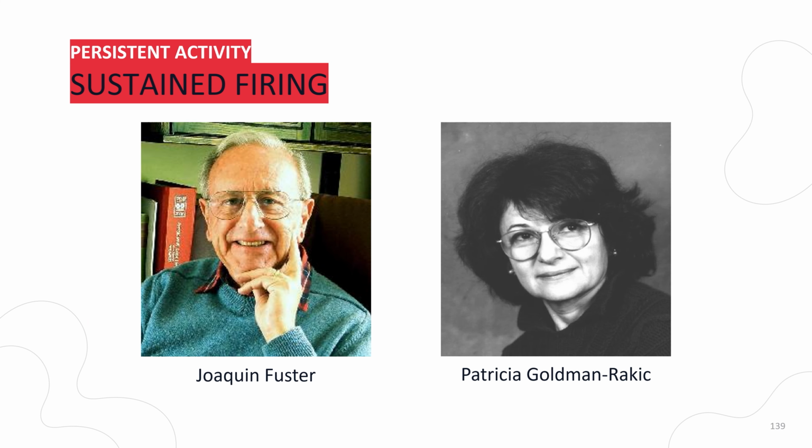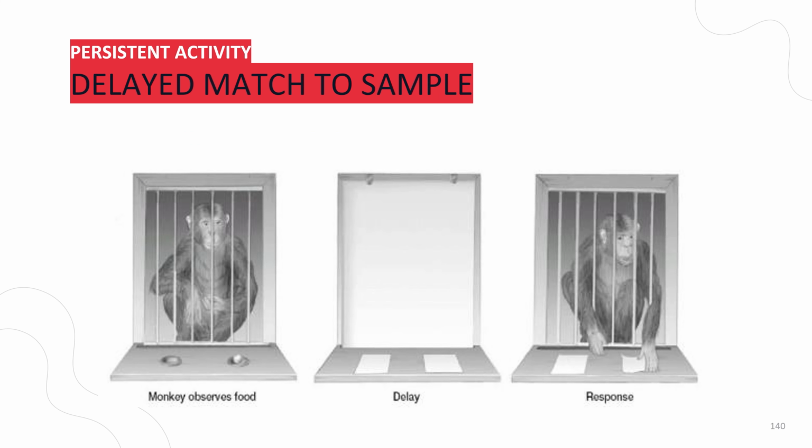Along with Joaquin Fuster, she pioneered the use of single-unit recording of PFC neurons during temporary storage tasks. These tasks have been called delayed match-to-sample tasks. In the task, a monkey watched an experimenter place food under one of two identical objects. A shutter then lowered for a delay period so that the objects were not visible. After the delay, the shutter raised and the monkey was allowed one attempt to collect the food. After some training, the animals learned to choose the correct cup on the first attempt. This required holding the location of the food in memory over the delay period.